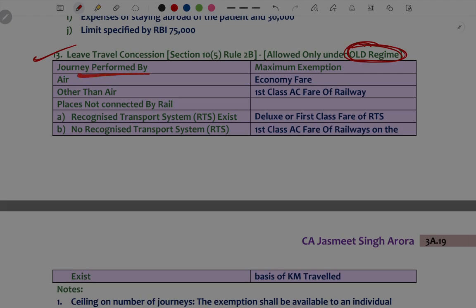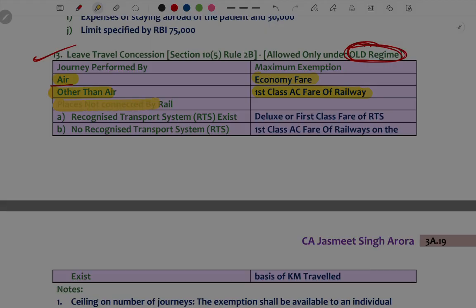For the journey performed, the maximum exemption is as follows. If your employee is traveling by air, the maximum exemption allowed under the old regime is economy fare. For other than air, it is first class AC fare of railway.